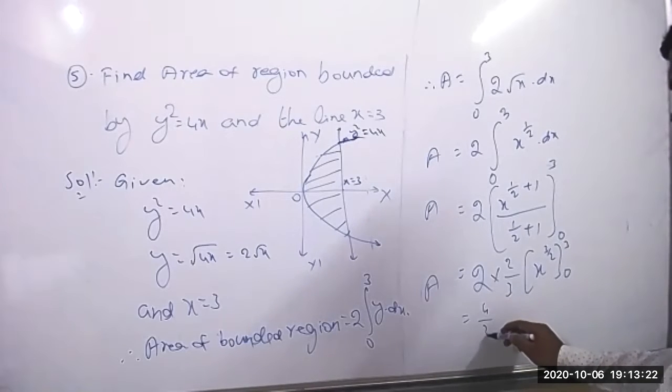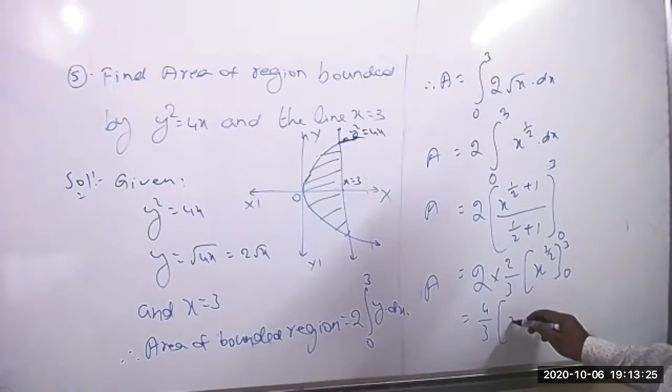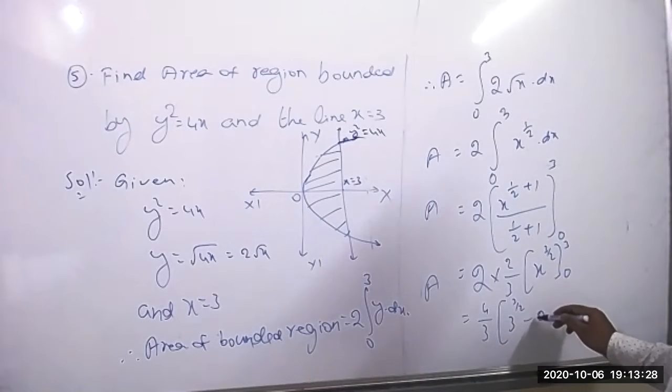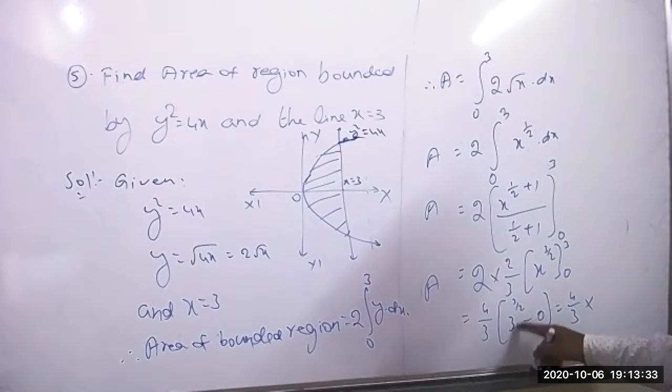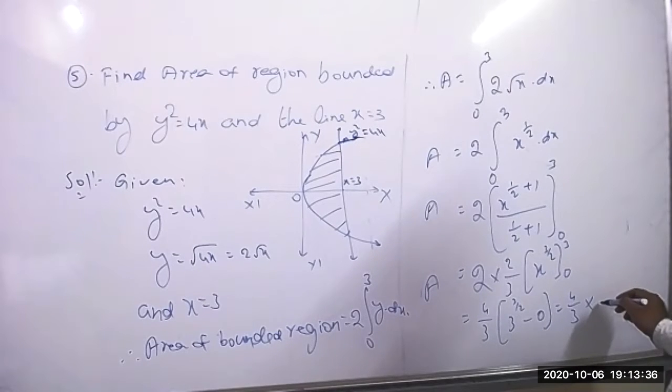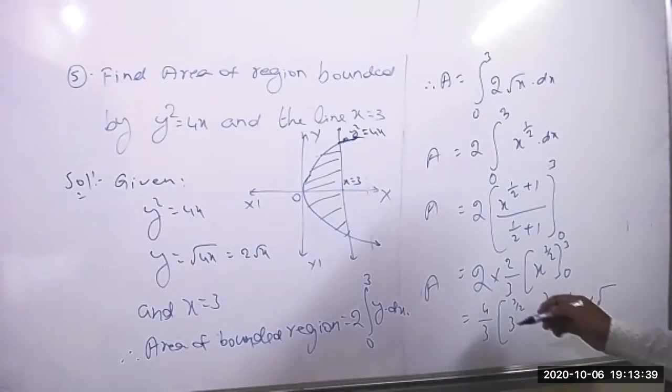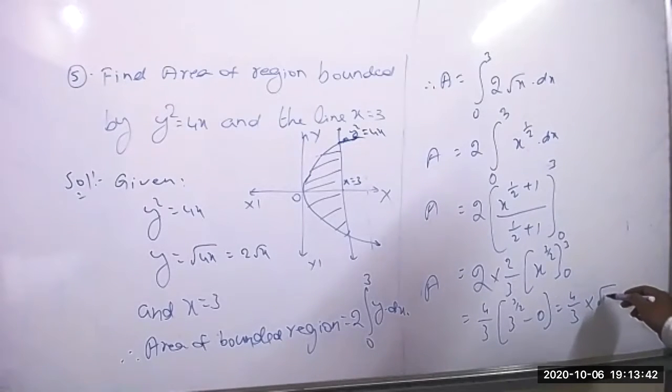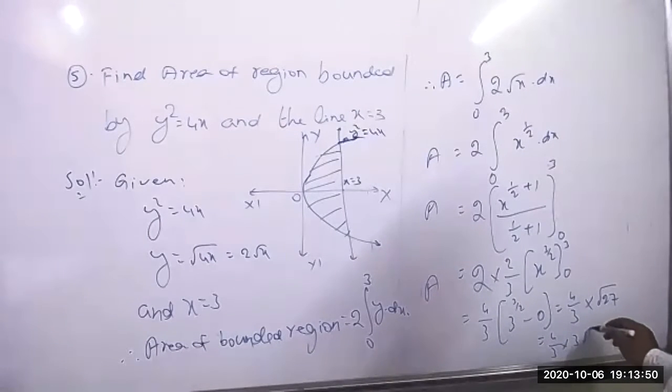And 2 twos are 4, so 4 by 3 into 3 power 3 by 2 minus 0. So 4 by 3 into 3 power 3 by 2, which is the square root of 3 cube, which is 27. It can be written as 4 by 3 into 3 root 3. The 3s cancel. It is equal to 4 root 3 square units.